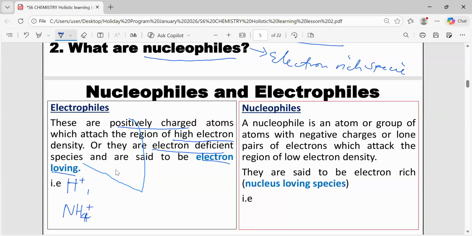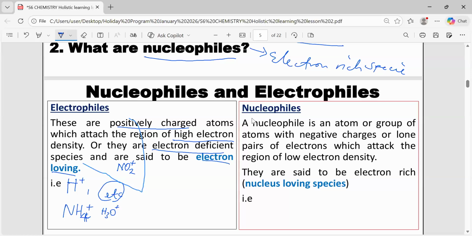We can have, someone is telling us, nitronium ion, which also has a positive charge, plus others which may have a positive charge. Someone is also putting hydronium ion. So those are what we are saying: electrophiles can be those species which are positively charged and they attack the region of high electron density.